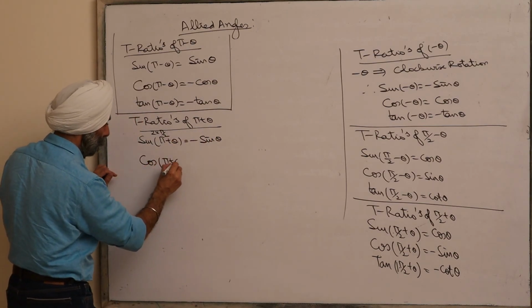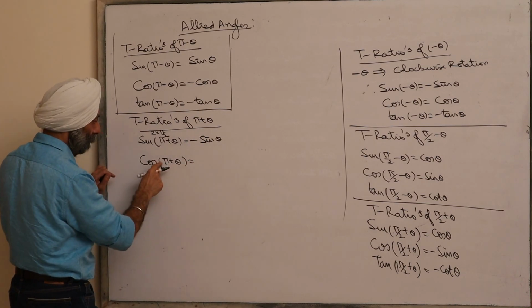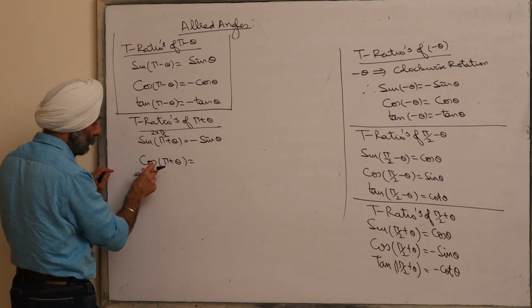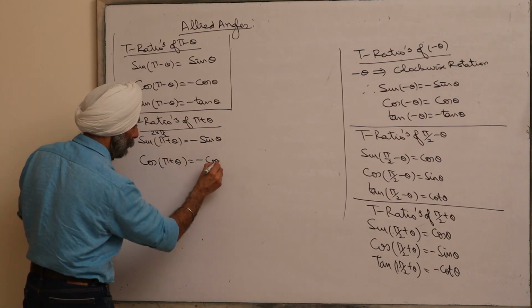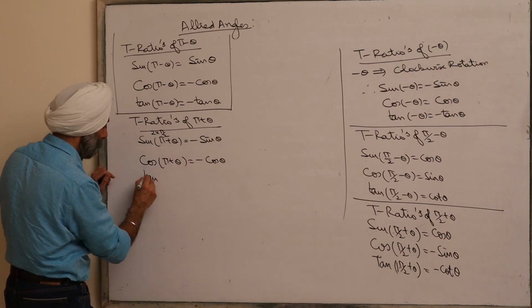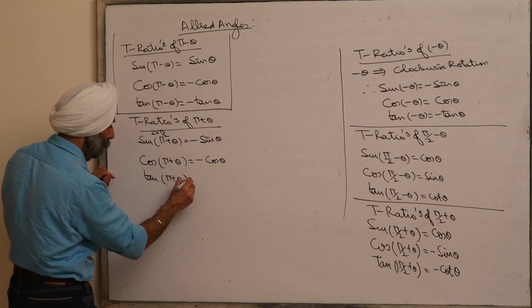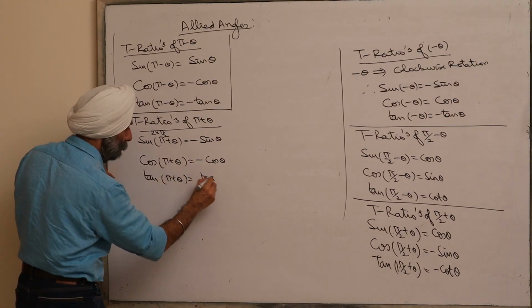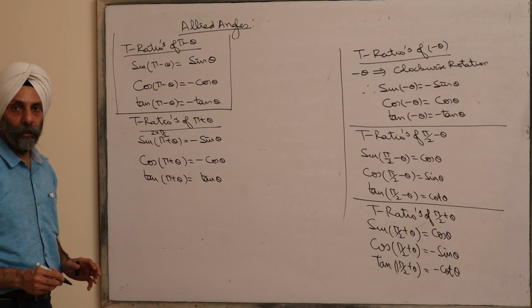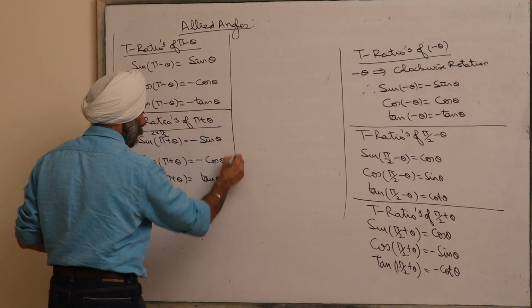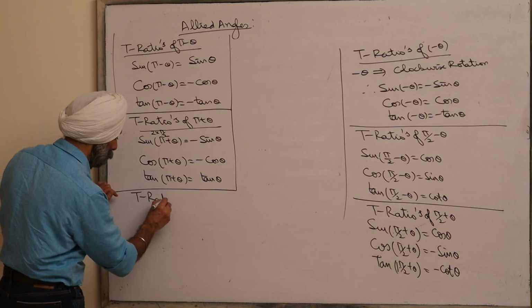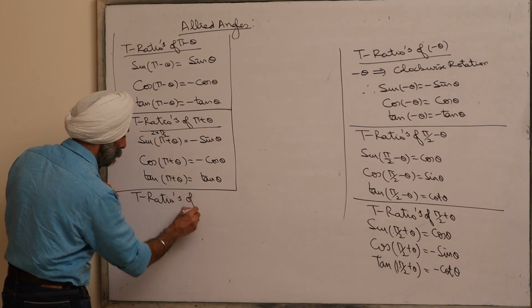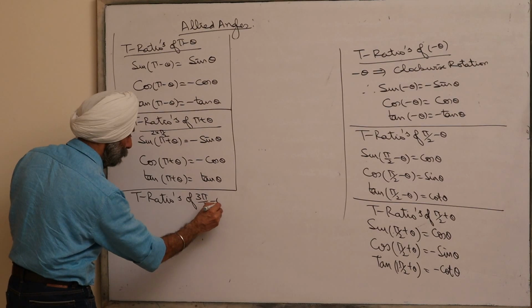Cos of 180 plus theta, even multiple of pi by 2, so the T ratio will remain the same, but the quadrant is third, that is why minus cos theta. So tan of 180 plus theta, third quadrant, here it is positive tan theta. Now accordingly, let's say we want to find the T ratios of 3 pi by 2 minus theta.